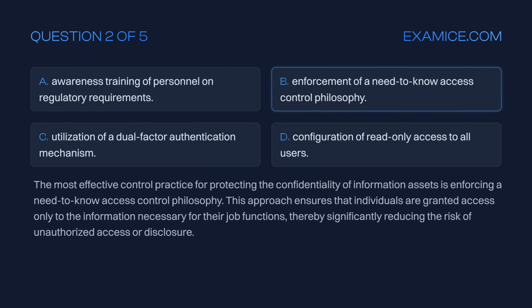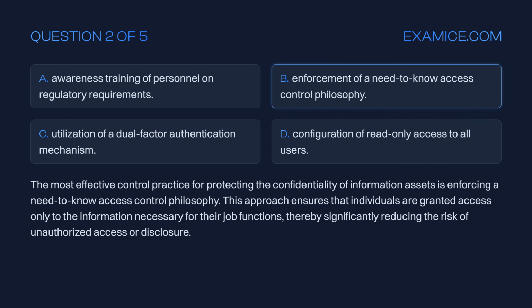The answer is option B. The most effective control practice for protecting the confidentiality of information assets is enforcing a need-to-know access control philosophy. This approach ensures that individuals are granted access only to the information necessary for their job functions, thereby significantly reducing the risk of unauthorized access or disclosure.